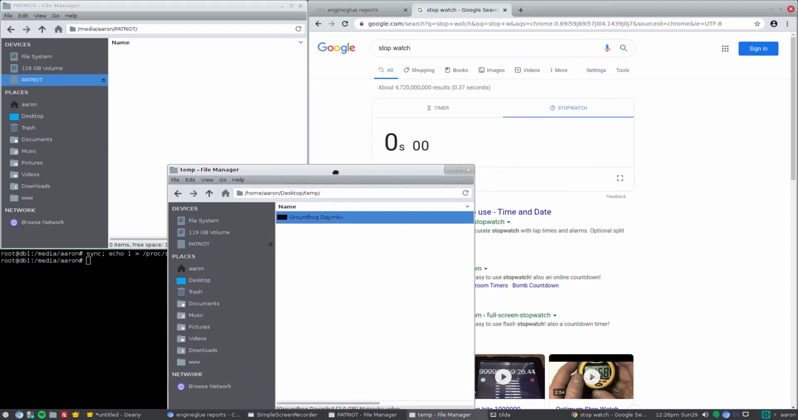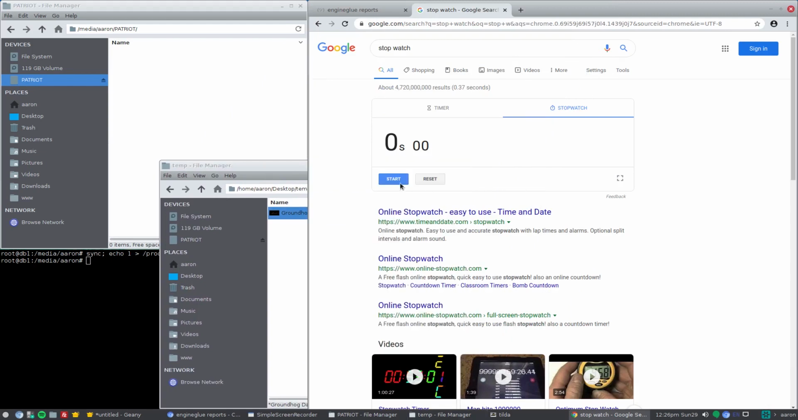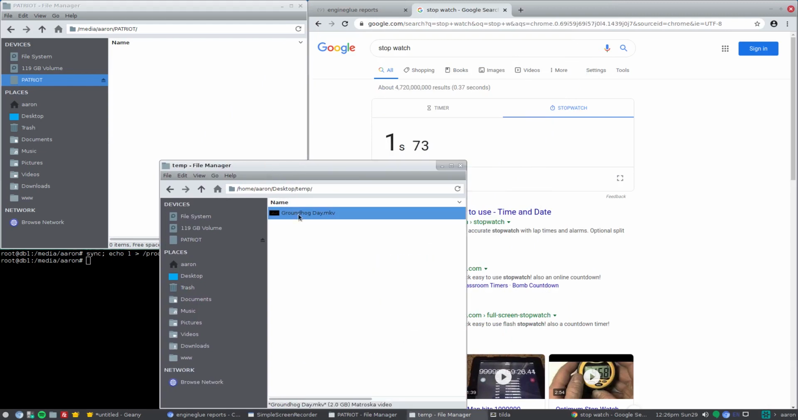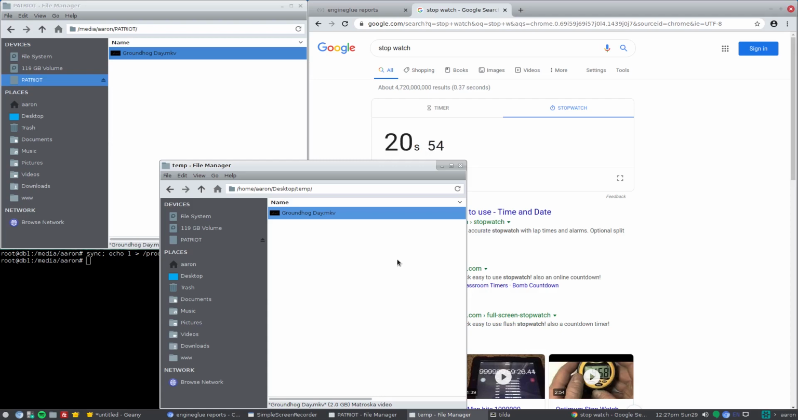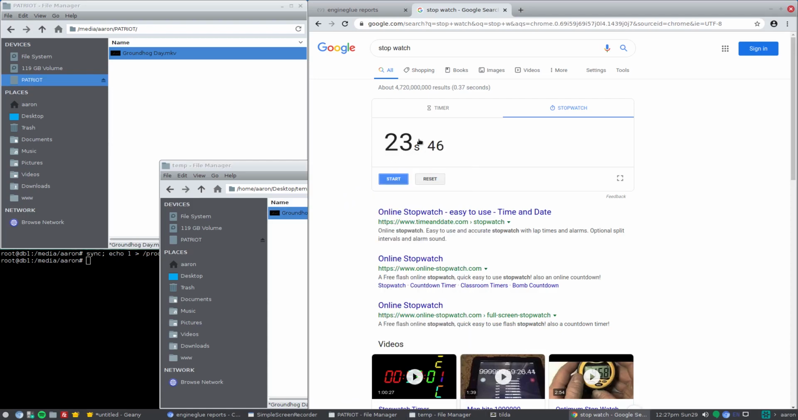I'm going to go ahead and start a stopwatch here and copy it to the thumb drive. And I'll let you know as soon as the light shuts off on the thumb drive. Okay, it just went off. When I review the video later, I'll get a more precise reading from the stopwatch.